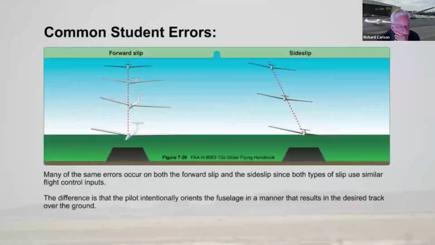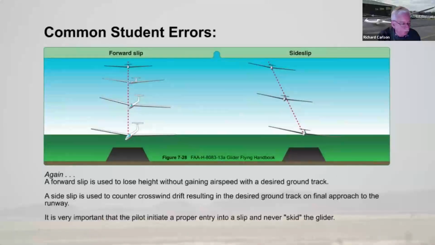Many of the same errors occur on both the forward slip and the side slip, since both types of slips use similar flight control inputs. The difference is that the pilot intentionally orients the fuselage in a manner that results in the desired track over the ground. Again, a forward slip is used to lose height without gaining airspeed and with a desired ground track. A side slip is used to counter crosswind drift, resulting in the desired ground track on final approach to the runway. It is very important that the pilot initiate a proper entry into a slip and never skid the glider.